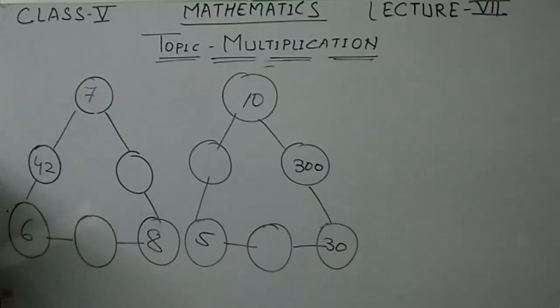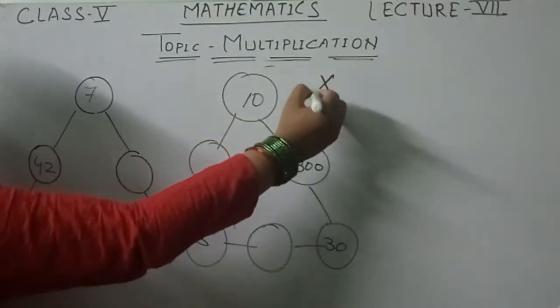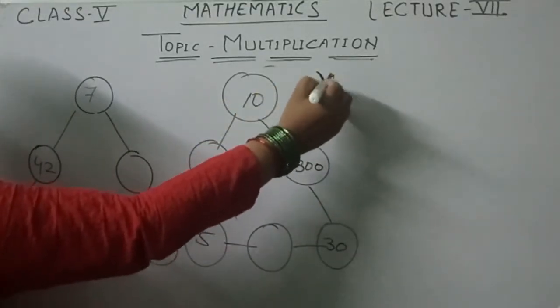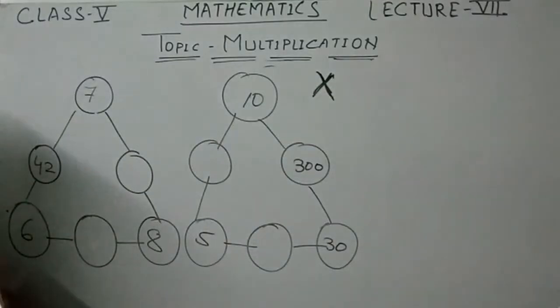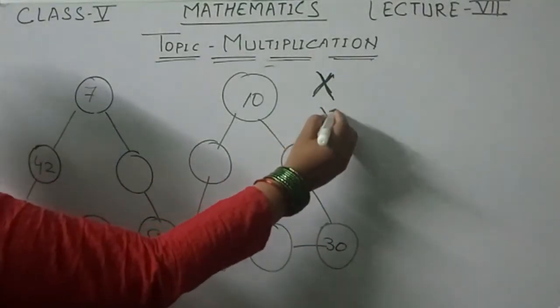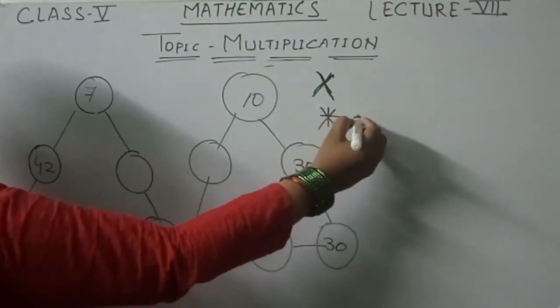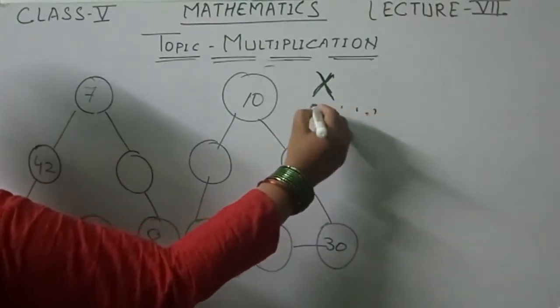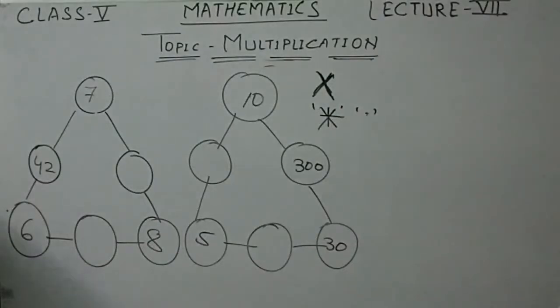Children, there are a few different signs that people use to indicate multiplication. The most common sign of multiplication is the cross. But sometimes people use the asterisk or dot for multiplication. This one and this one are also used as signs for multiplication.